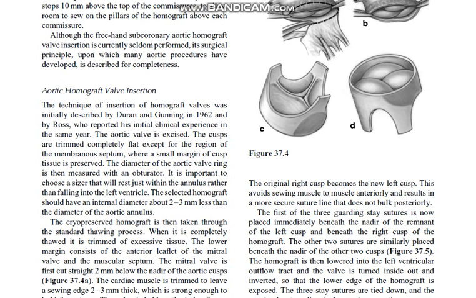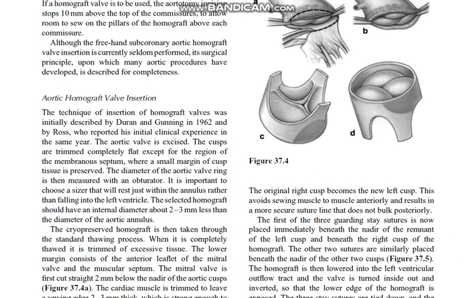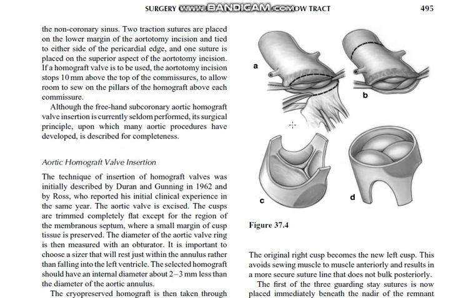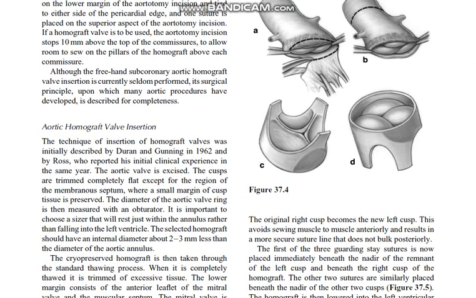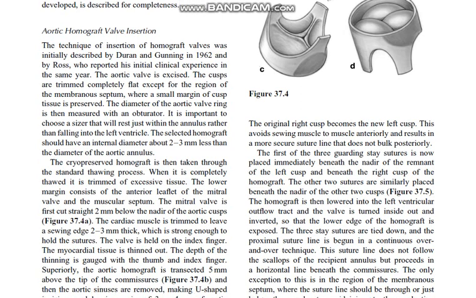The lower margin consists of the anterior leaflet of the mitral valve and the muscular septum. The mitral valve is first cut straight 2 mm below the nadir of the aortic cusps. Now we will go to the figure on the right, 37.4. Here is the homograft, and it is trimmed from the mitral side. This is the trimmed version, and this is C and D. We will read after several minutes.